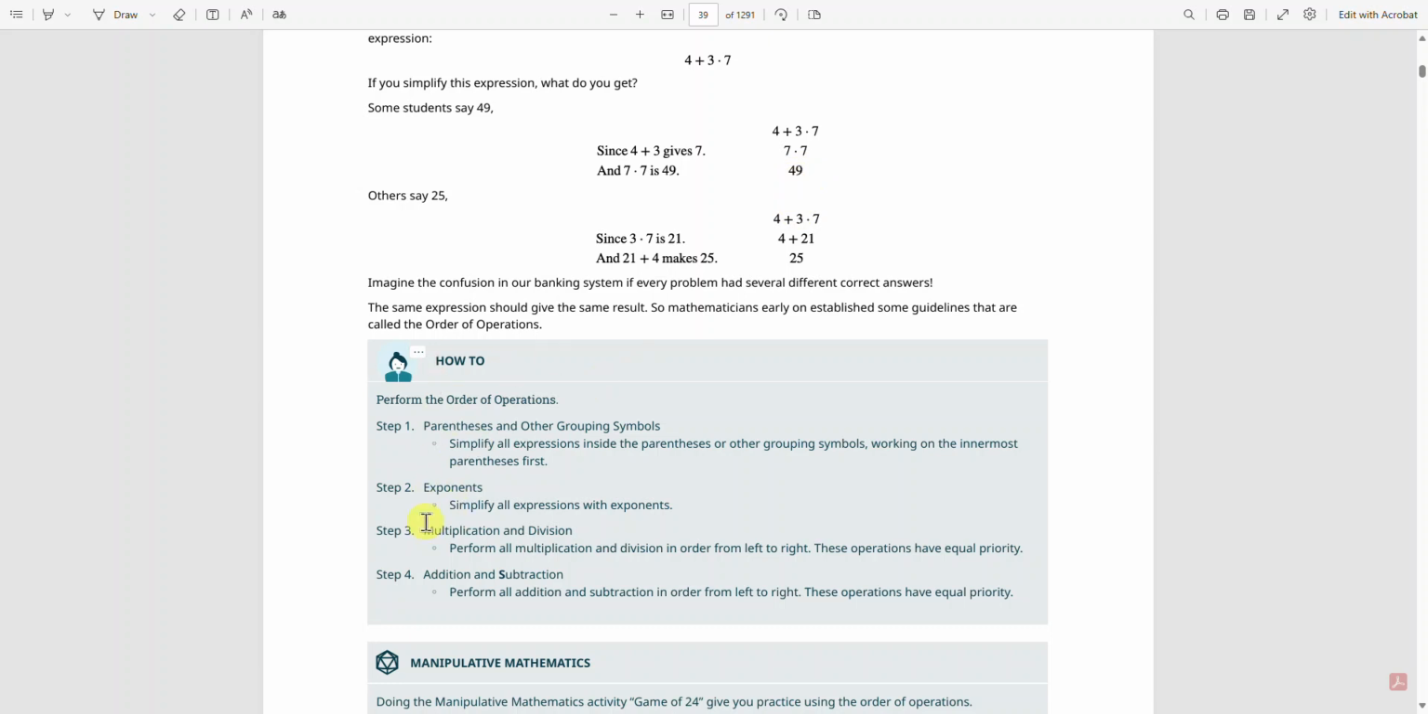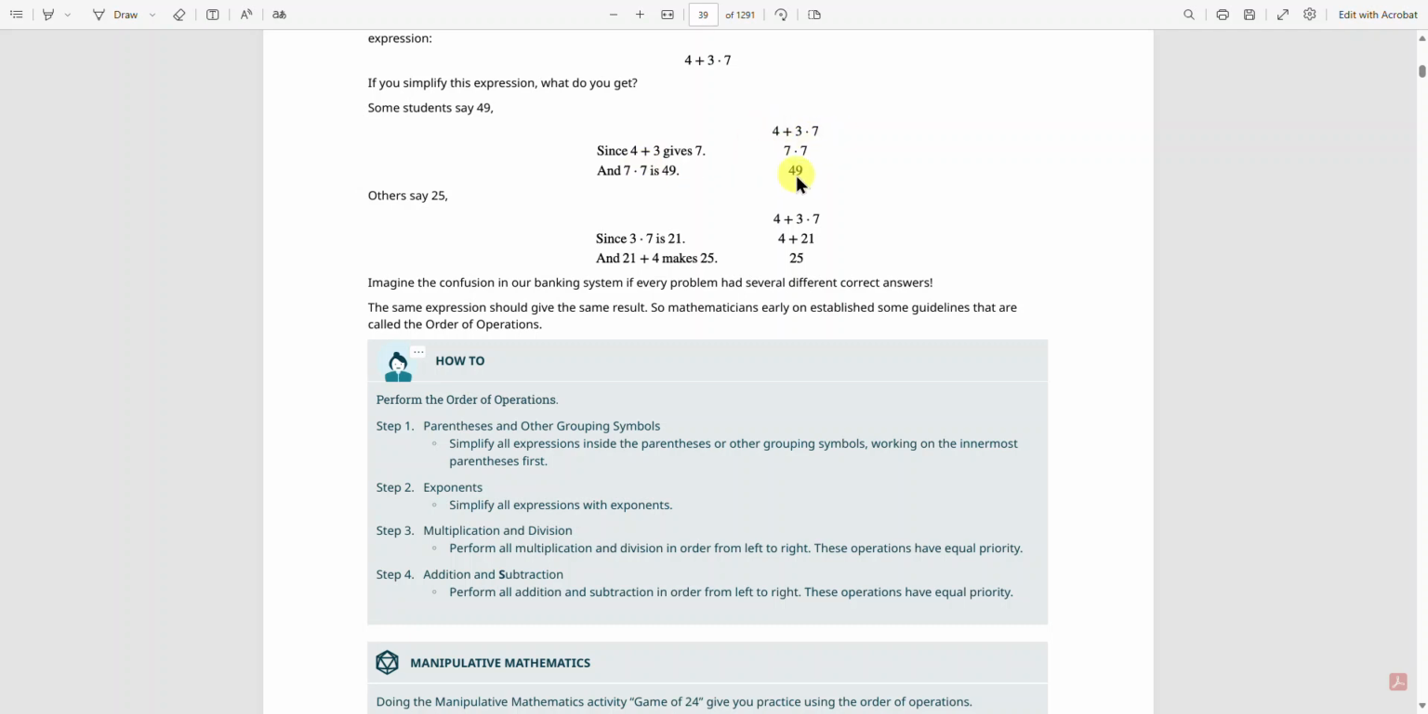If we follow this rule for the order of operations, 4 plus 3 times 7, we would start at step 3. There are no parentheses or grouping symbols. There are no exponents. So we would start at step 3, looking at multiplication and division. So we would ignore the 4 and the addition here and move to the multiplication, 3 times 7. We would do that first, and we'd get 21. So this second example here is actually the right answer. This example follows the order of operations. 25 is correct. 49 is wrong because they did addition first.